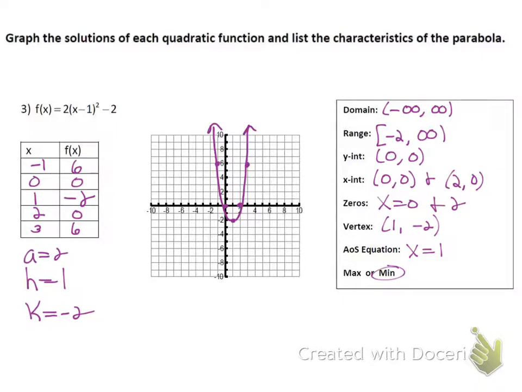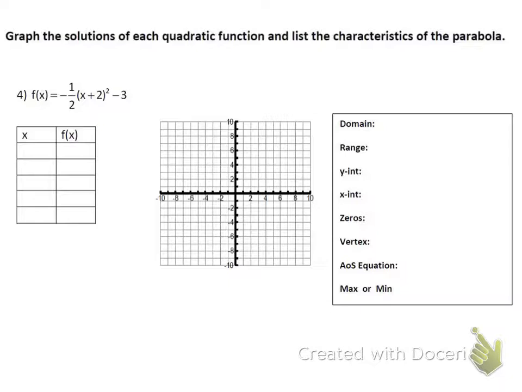One more problem. And this particular problem has a fraction in it, but I promise you we will get through it together. We're going to want to get our A, H, and K just like we have been. A is negative 1/2, H is negative 2, and K is negative 3. H and K make up your vertex of negative 2 and negative 3. But this fraction makes filling in your table a little bit different.